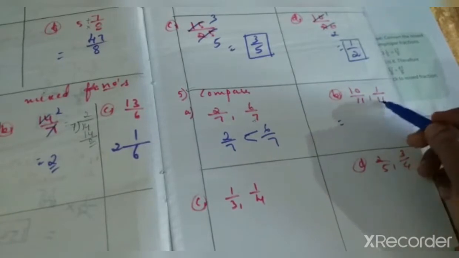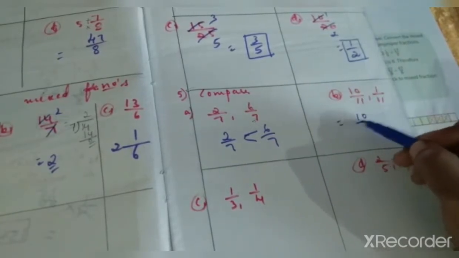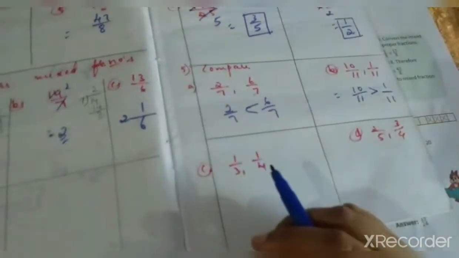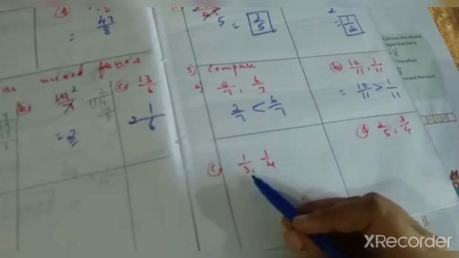The denominators are the same, so these are like fractions. 10 is greater than 1, so we can say 10 by 11 is greater than 1 by 11. Here, 1 by 3 and 1 by 4. This is not a like fraction.